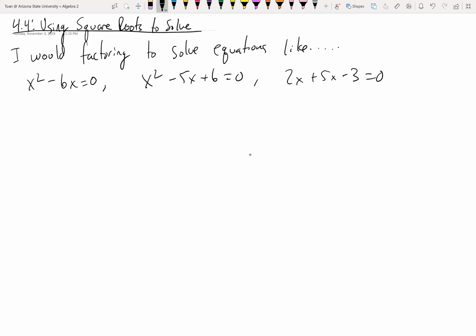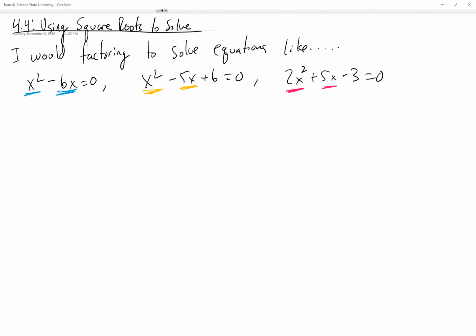3 equals 0. Notice in each of these three generic quadratic examples, there are multiple terms of x's. That is to say, each equation has a squared term and an x term. Here's my x squared term, here's my x term. Here's my x squared term, here's my x term. X squared and x. So when you have multiple terms of x's, factoring is one technique to go.